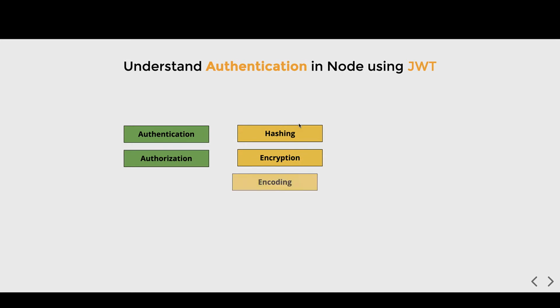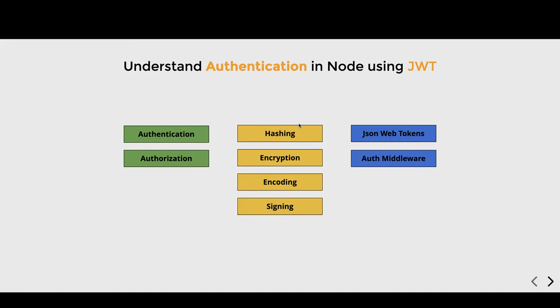Then we're going to introduce encryption, encoding, and signing and talk about how all of those are different from hashing. Finally, we have the knowledge required to understand how JSON Web Tokens really work. We're then going to implement an authentication middleware to protect our routes.